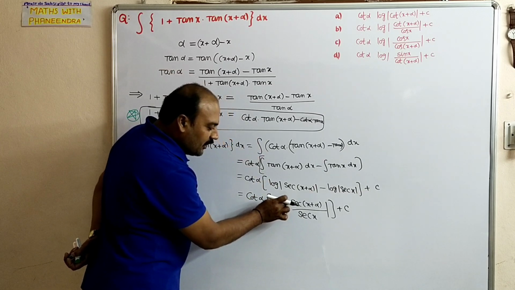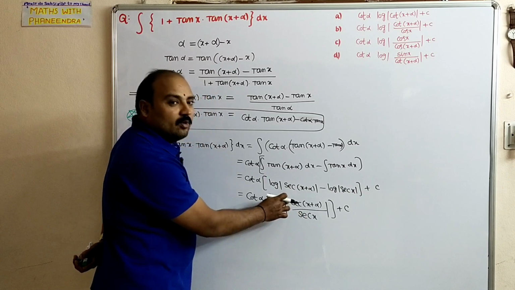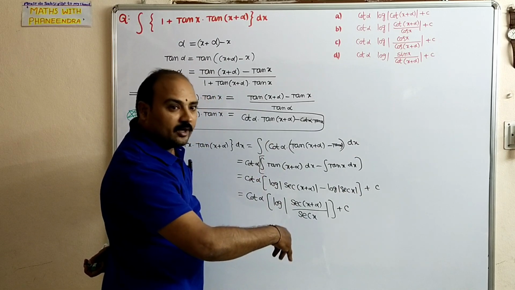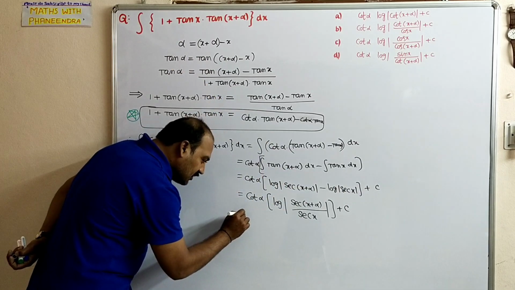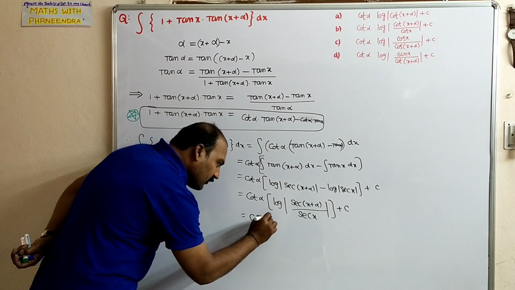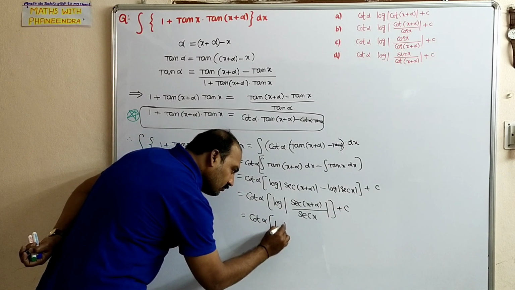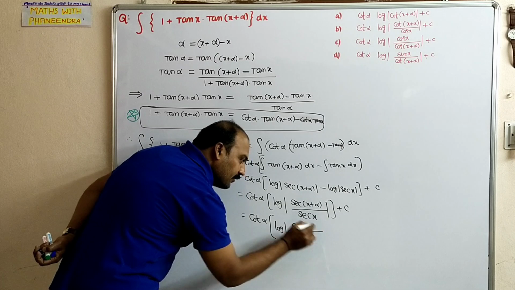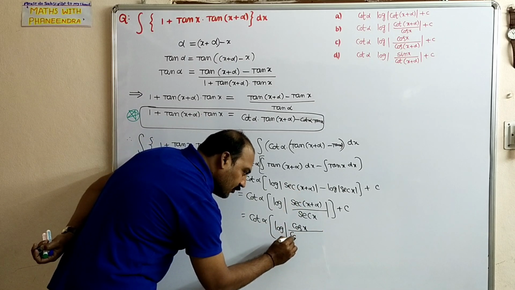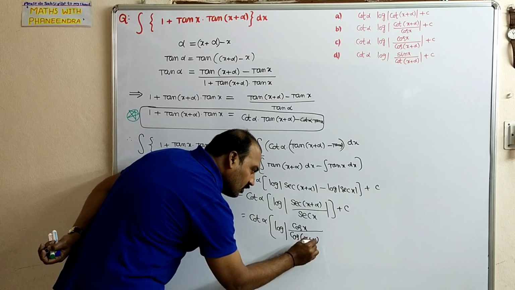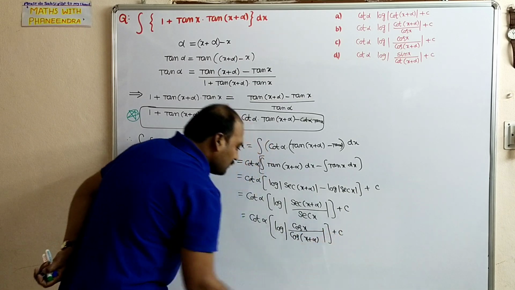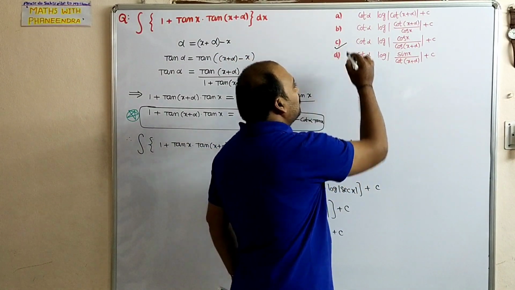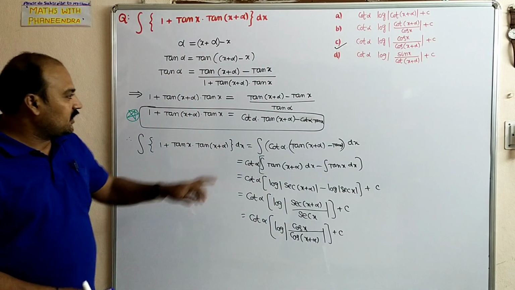Secant x, if you bring to the numerator, it becomes 1 by secant, which is cos. Secant of x plus alpha we can bring into the denominator, it will become cos of x plus alpha. So which is equal to cot alpha into log mod cos x divided by cos of x plus alpha, which is there in the option. So cot alpha into log mod cos x by cos of x plus alpha, which is there in the third option.